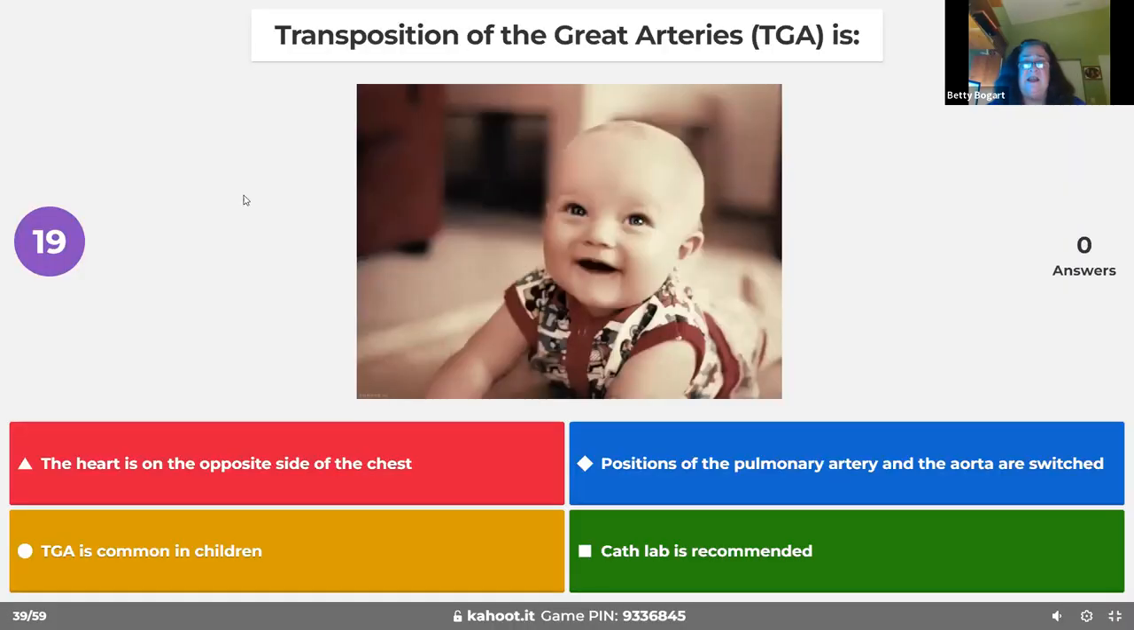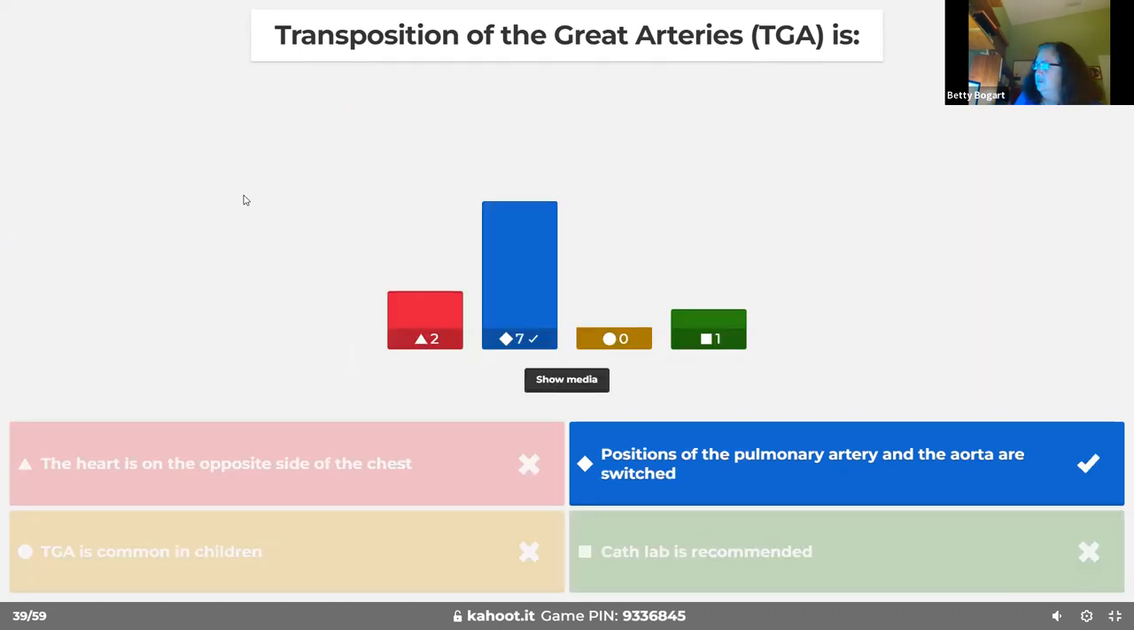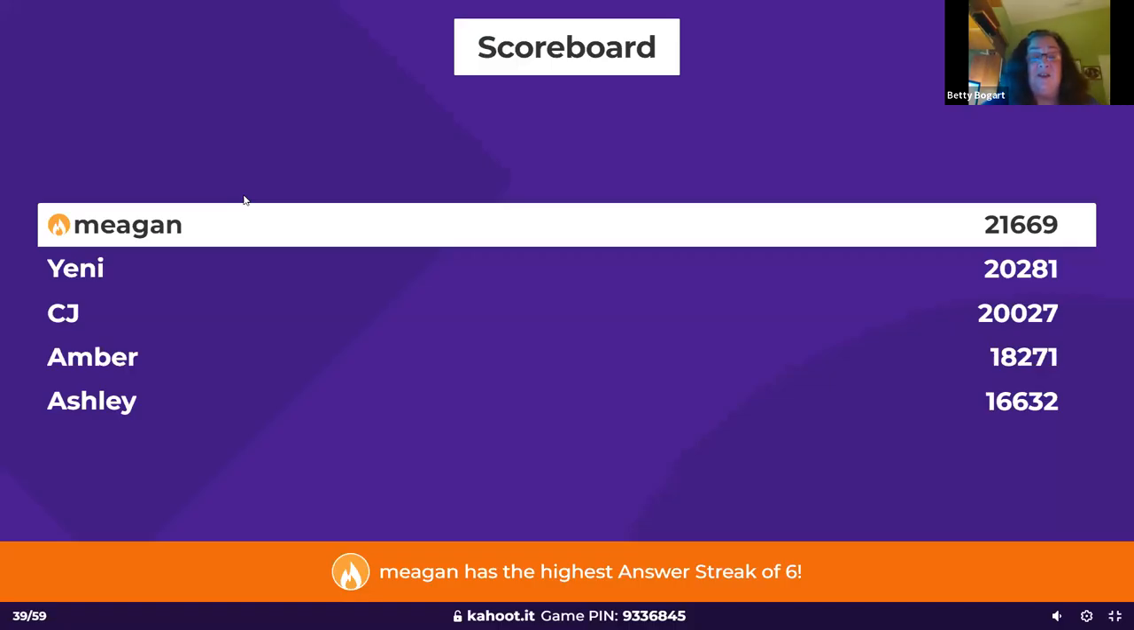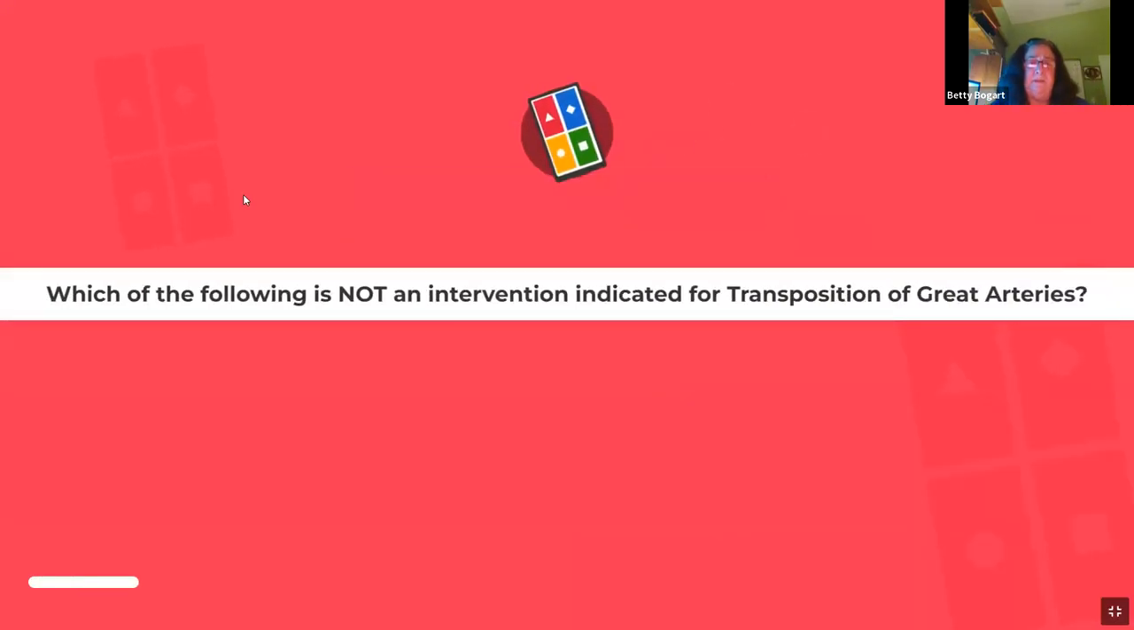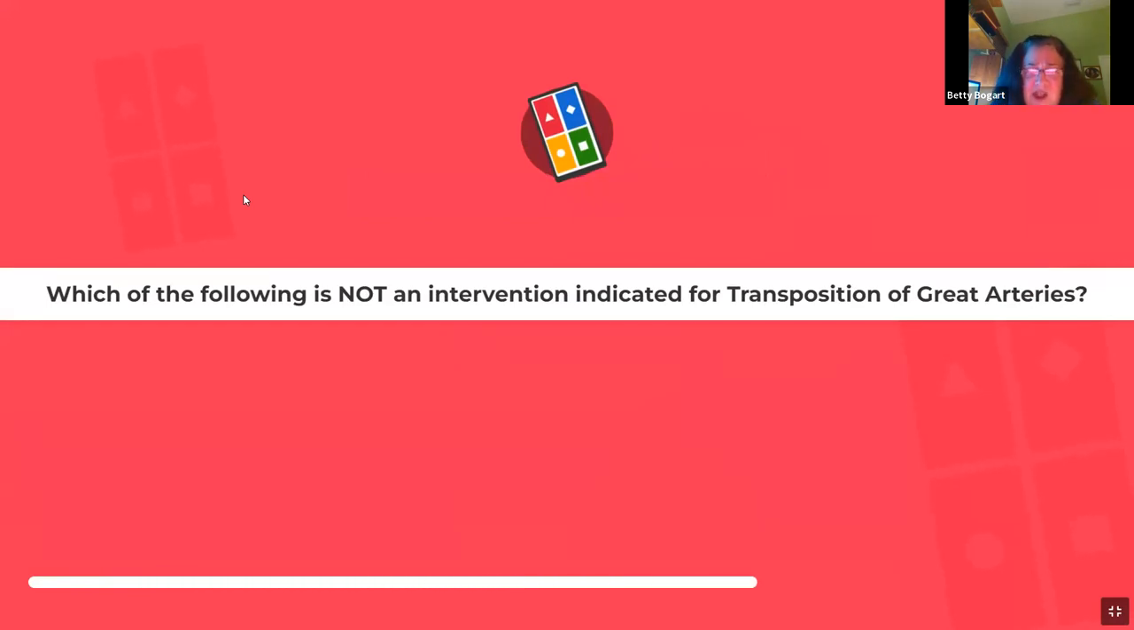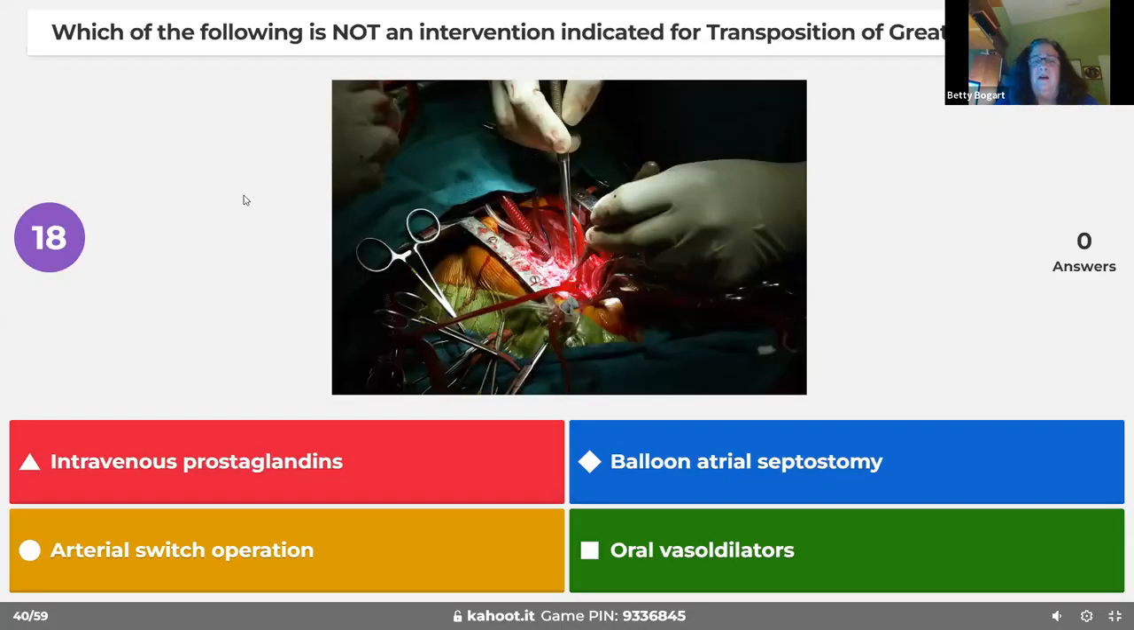Transposition of the great arteries: what are the great arteries of a heart? So when you talk about transposition of the great arteries, the pulmonary artery and aorta are switched. This is a type of diagnosis where there's no oxygen going on. This diagnosis needs prostaglandins. We need oxygen, right? You need oxygen, where do you go? PDA, patent ductus arteriosus. Which of the following is not an intervention indicated for transposition of the great arteries?